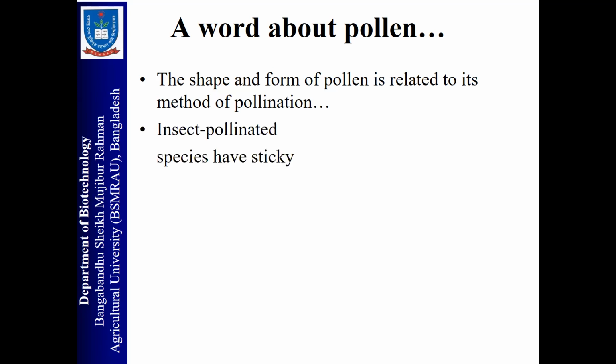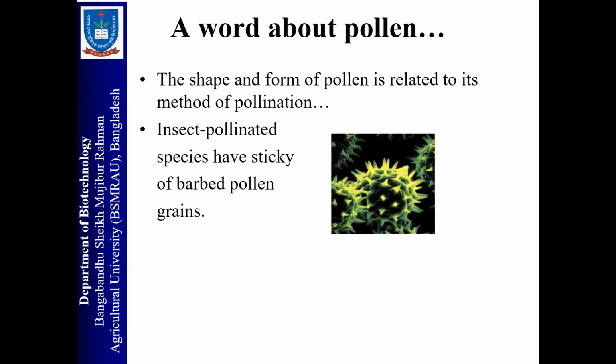Insect pollinated pollens. In case of insect pollinated plants, pollens are sticky or barbed pollen grains. For example, here, this is a scanning electron micrograph. You can see the barbed pollens, they are spiny and they are sticky so that they can easily stick on the surface of the insect leg and other mouthparts. So they can move from one flower to another flower with the insect.